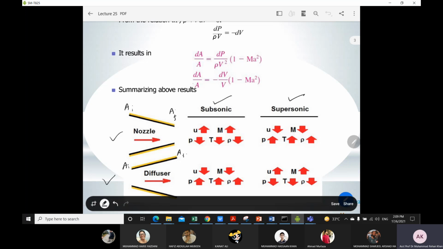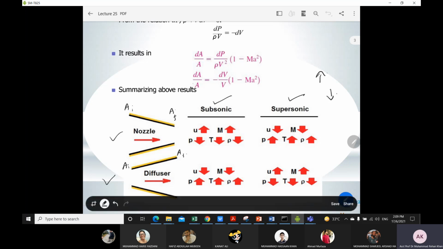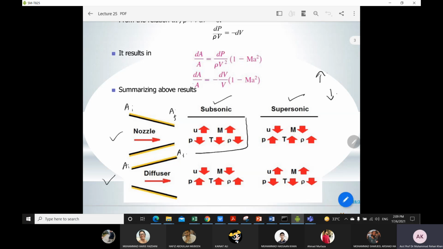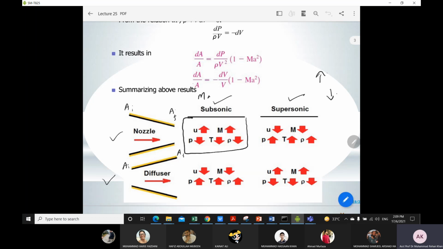Okay, so in this, if you can just notice, there are some arrows mentioned over there. If the arrow is upward, it means something is increasing. If the arrow is downward, it means something is decreasing. Okay, so in the case of nozzle and subsonic flow, I am talking about this case. This is for the nozzle and subsonic flow. As you already know, for subsonic flow our Mach number is less than 1, and for supersonic flow Mach number is greater than 1.